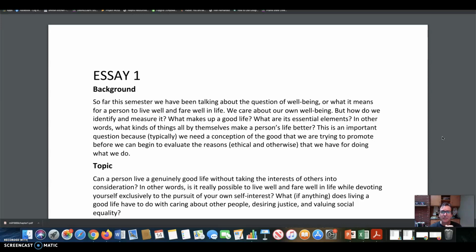But the question that I want to begin by thinking about here is, how do we identify well-being? For ourselves, for others, what are some general things we can say about human well-being? How do we measure it? What makes up a good life? What are the ingredients? What are the elements? What are the basic constituents of a good life for a human being? It's a big question. There may not be an answer that we can all agree upon, but it's a question that makes sense to all of us.